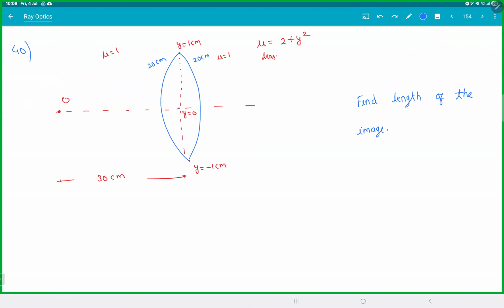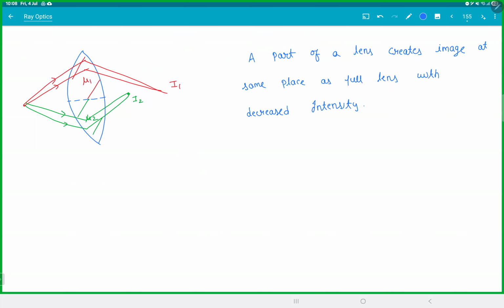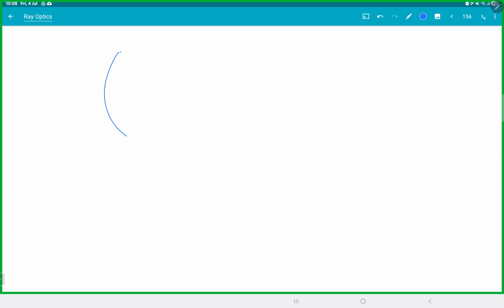9 centimeters, 90 by 20. I don't think you'll get good numbers. So I can just construct two lenses here. That is 20 centimeters, 20 centimeters. So y = 0, mu = 2. So 1 by focal length will be (2 minus 1) times (1 by 20 plus 1 by 20), that is 1 by 10.